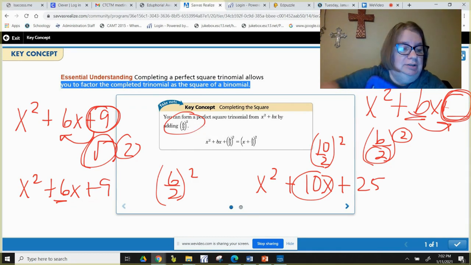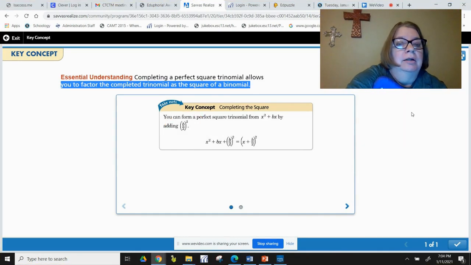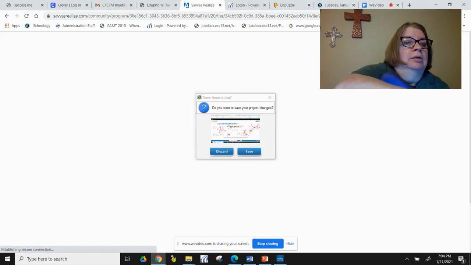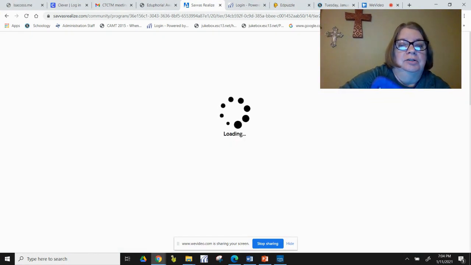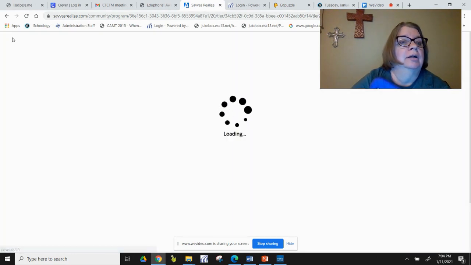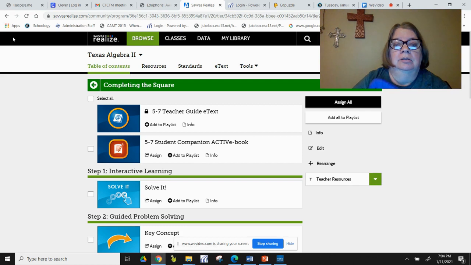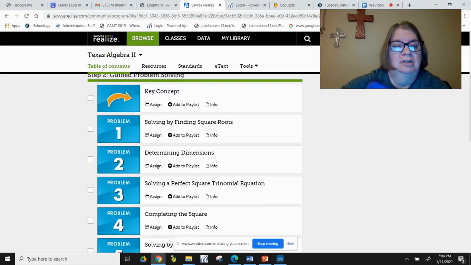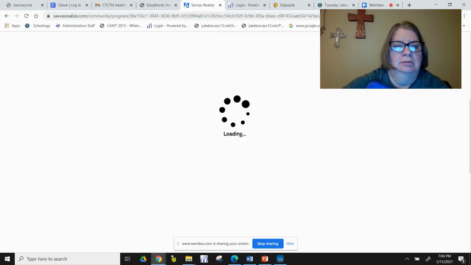All right, I think that's the only slide there. Now let's go back to this one that said completing the square. No, that's not what I wanted. Go back. Do you talk to your computer? I talk to mine a lot.